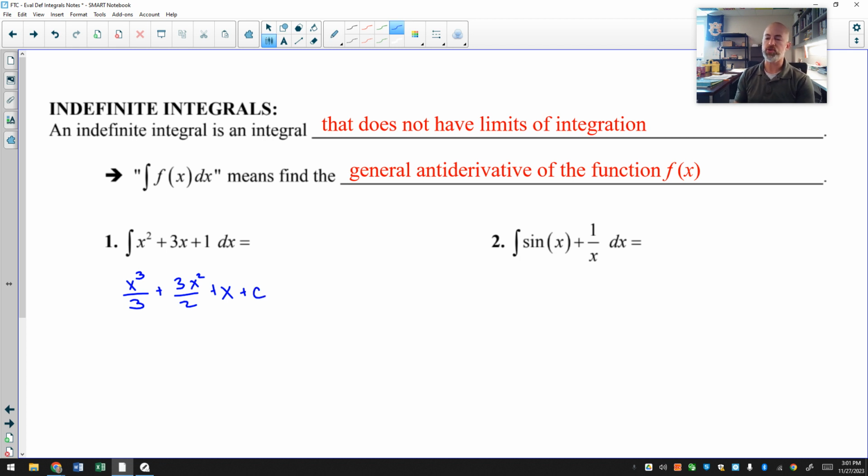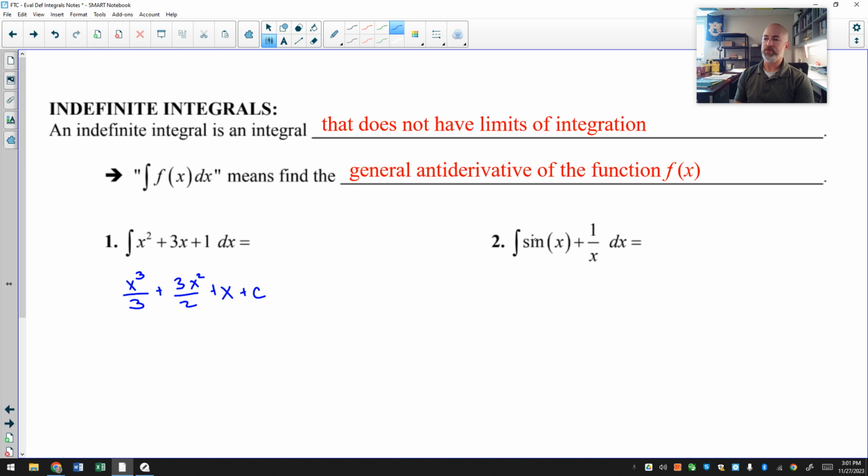If you wanted to check that antiderivative, you would simply find the derivative of that answer, and it should take you back to x squared plus 3x plus 1. Which this will. And even if I did decide to add a 7 or a 12 or any constant, that constant would zero out in the differentiation process. So we put that C there.